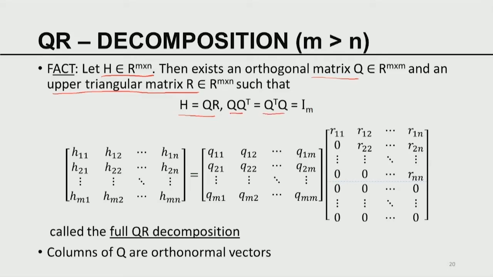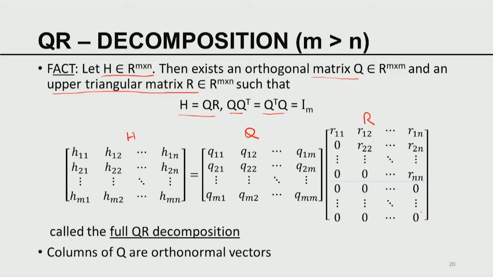So I am going to express that in notation. This is the matrix H, this is the matrix Q, this is the matrix R. R is upper triangular, H is M by N, Q is M by M, and R is M by N. So R is a rectangular matrix, H is a rectangular matrix, but Q is a square matrix. So this is called full QR decomposition.